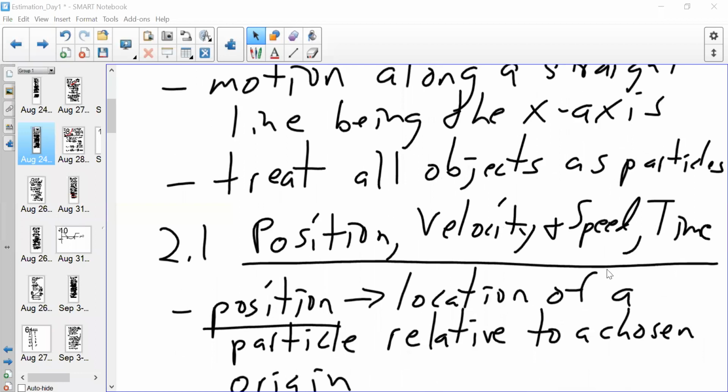Now, this is not necessarily 2.1 in your book online, but the first section or the first idea of this motion in one axis will involve the concepts of position, velocity and speed, and time. We're going to see in the CVPM that there are going to be 4 slots of things that we can measure.